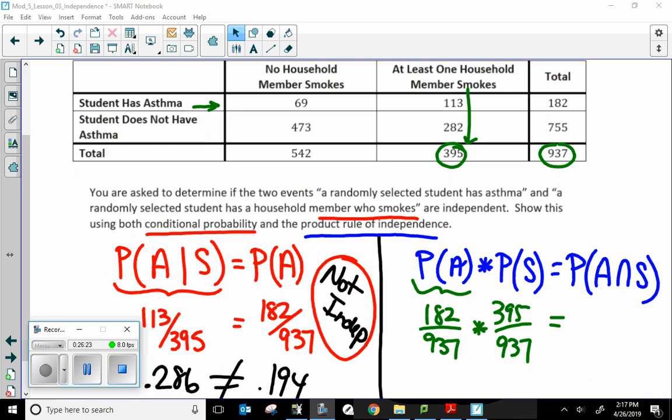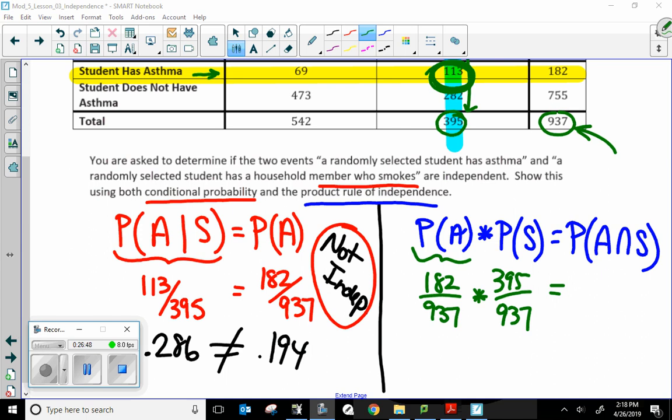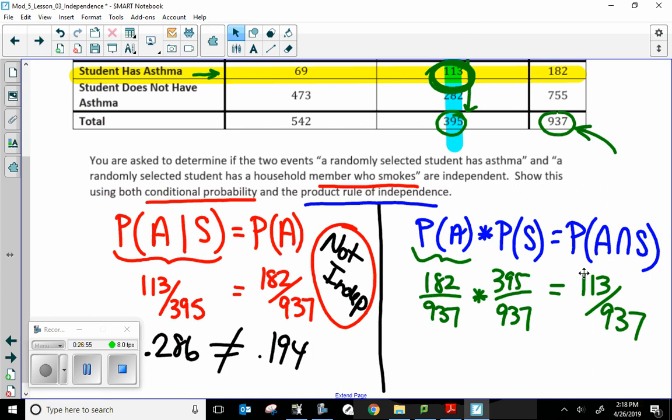So let's look at our table and find that out. Highlighter, asthma, smoke. 113 do both. 113 live with someone who smokes and has asthma out of my 937. So I've got 113 out of 937. I need to see if those two are equal. And you know what? Everything being the same, I think you can just cross off the bottom. But let's get decimals. Why not?